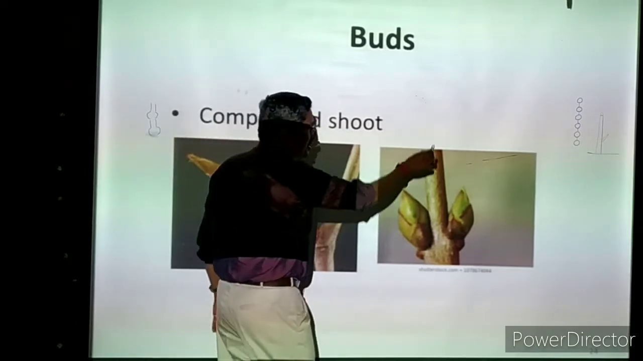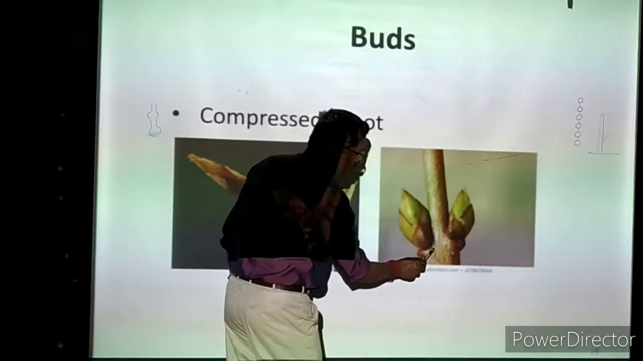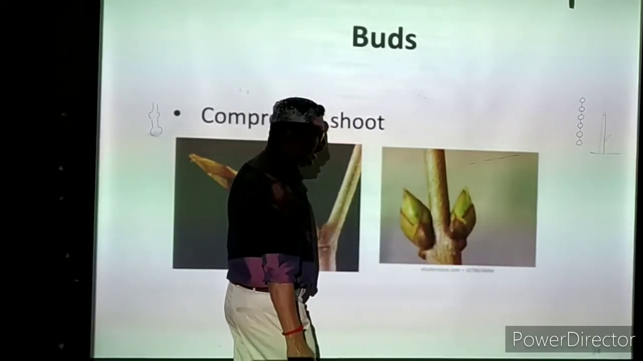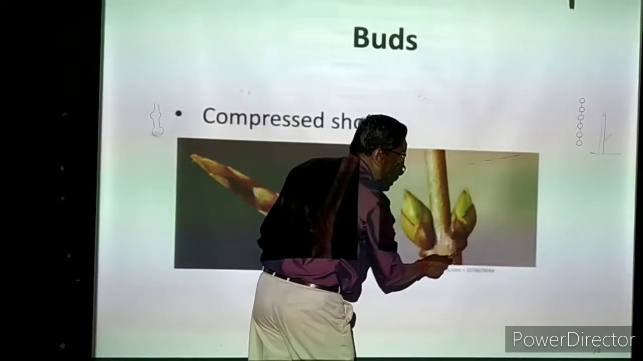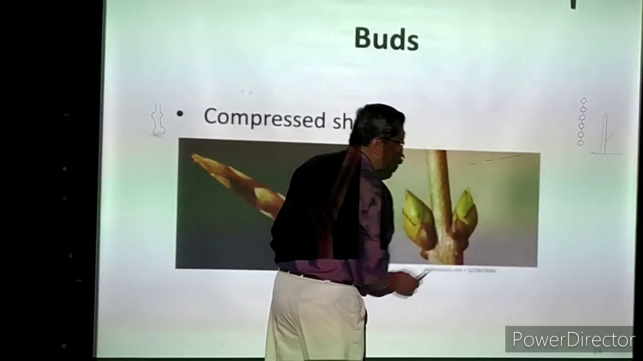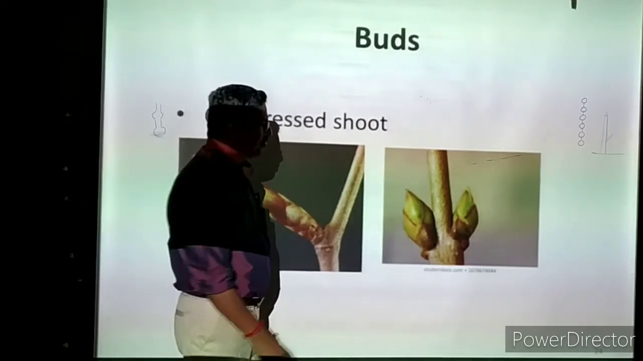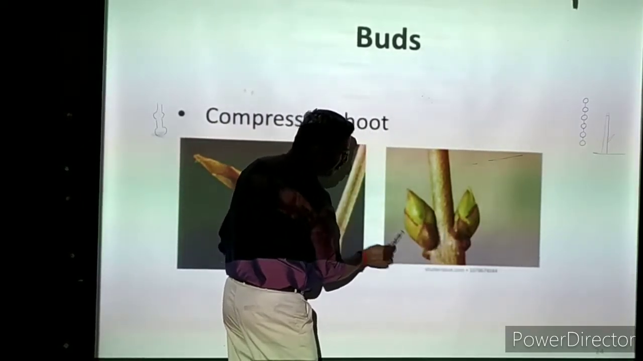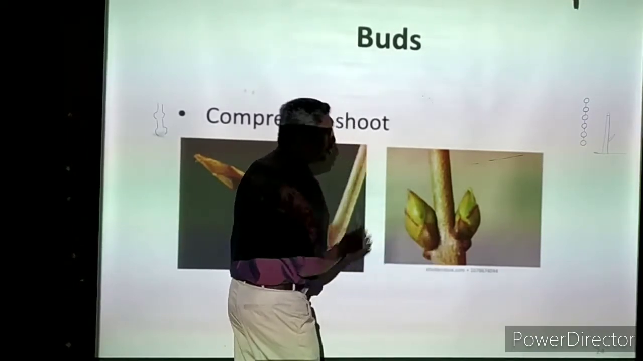Now this is the main stem. It is going up. Now this is one node. Actually, here one leaf will be arising. Here also one leaf will be arising. But at the axil of the leaf, axil means the angle between the main stem and the leaf, that is called the axil of the leaf. So at the axil of the leaf, a bud is present. Like that, this side also one leaf will be there. In the axil of the leaf, one bud will be present.